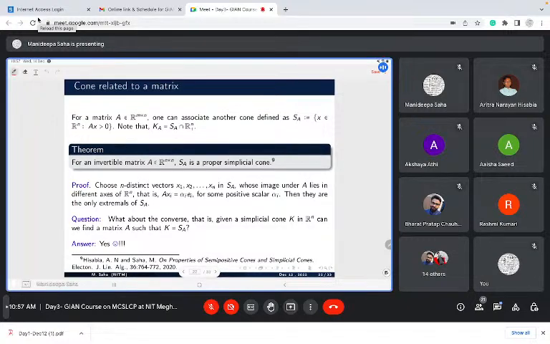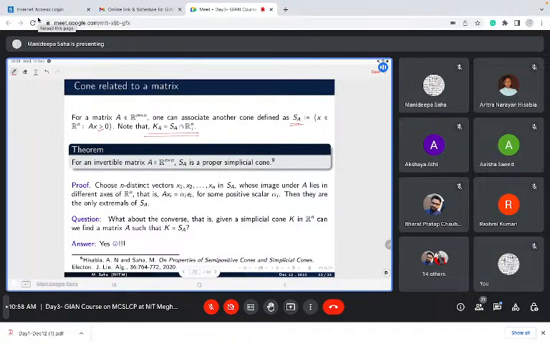Now there is another cone for which we don't need a semi-positive matrix. If we are given any matrix, we can relate it with a cone, which we denote by S(A). It is the collection of all x in R^n such that Ax is greater than or equal to 0, and x should be greater than or equal to 0; otherwise the zero element may not be here. So one can easily say that K is nothing but the intersection of S(A) with R^n_+.